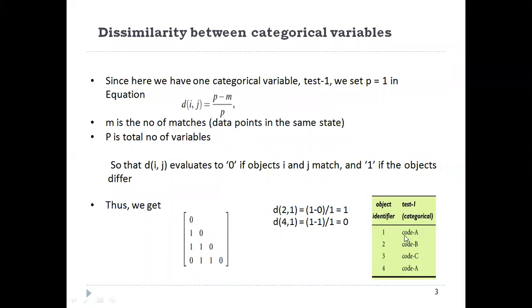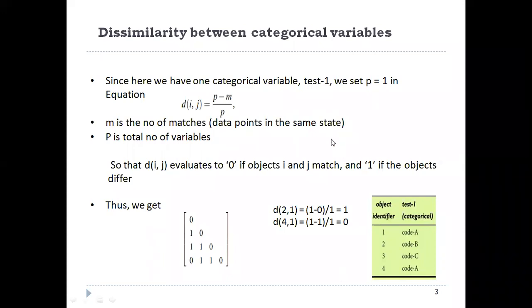Here I'm using the formula (p minus m) by p. Here m is the number of matches, I mean the data points which are in the same state. Here I have code A and code B, which is different, code A and code C is different, but code A and code A is the same. So here we have only one data point in the same state. You will measure that. P is the total number of variables. How many variables are you dealing with? Here we are just taking only one variable. We are calculating the distance for only one variable. So here we have P as 1.